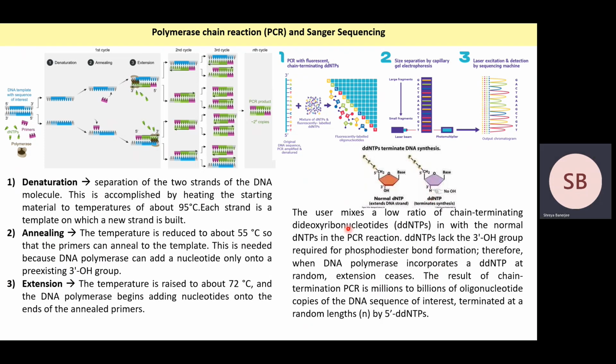So what happens is in the PCR, we get a mixture of truncated DNA sequences terminated at random lengths by this ddNTP. Then these truncated sequences can be separated by capillary gel electrophoresis, and using a laser excitation, these truncated sequences can be identified. And this is used to find the sequence of the entire DNA, and it is called Sanger sequencing.